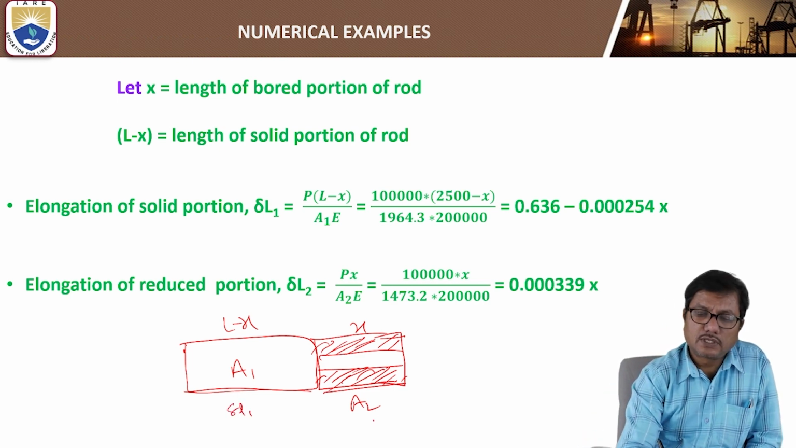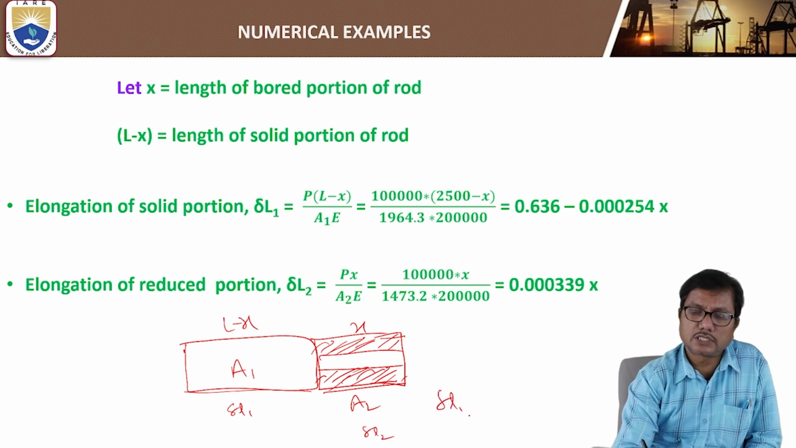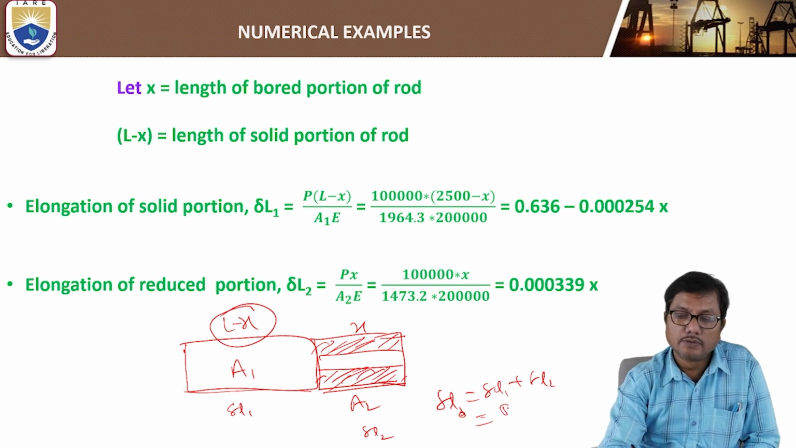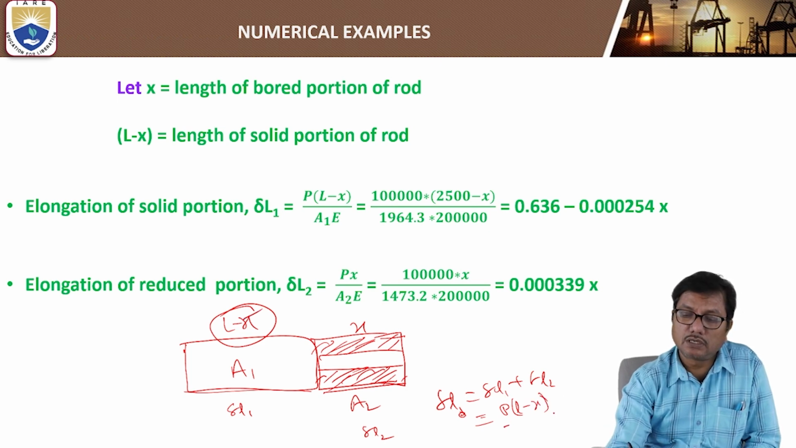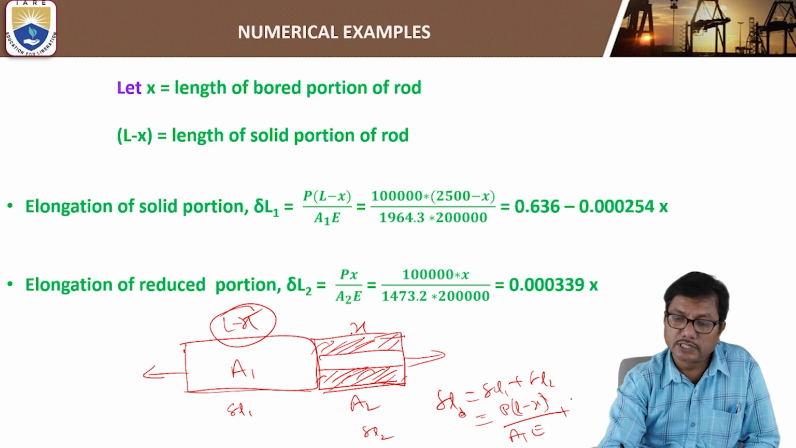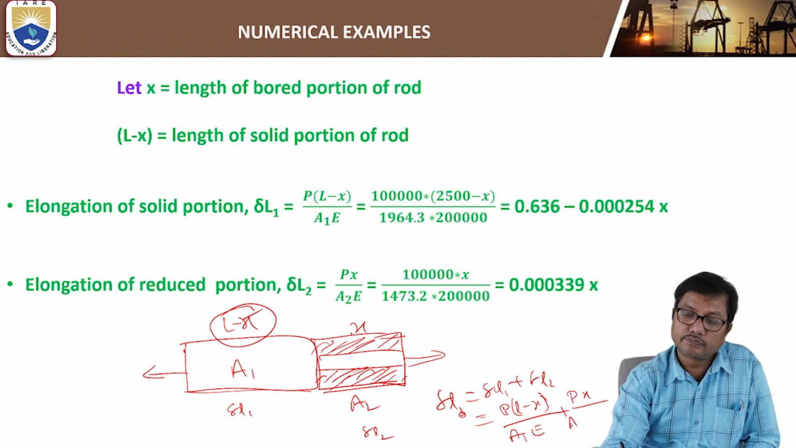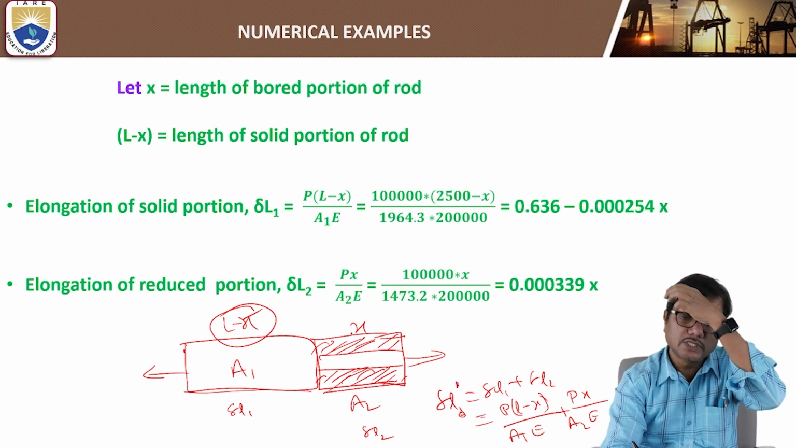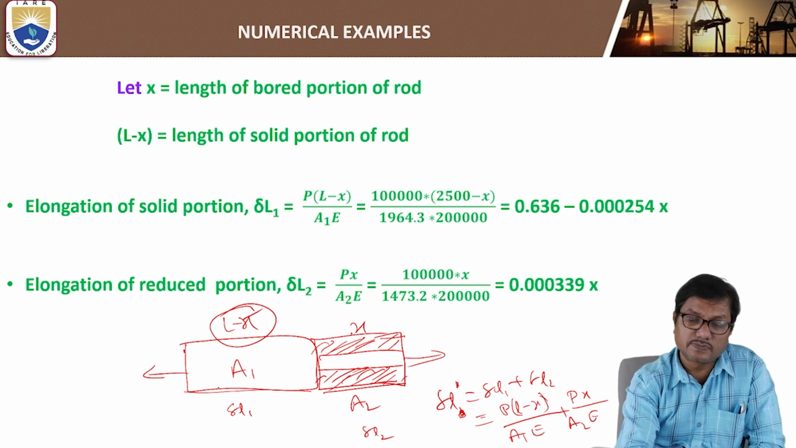If you call it delta L1, and this delta L2, then the total extension is delta L1 plus delta L2, isn't it? Delta L1 will be for this length, L minus x: P into L minus x by A1E. Next, for this portion, the force is same, P: P into x by A2E. It is clear?